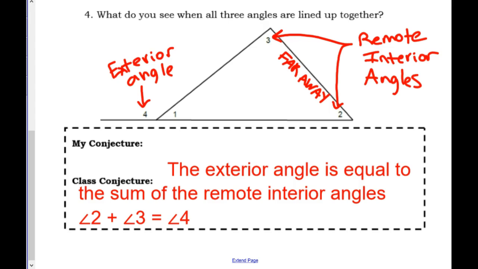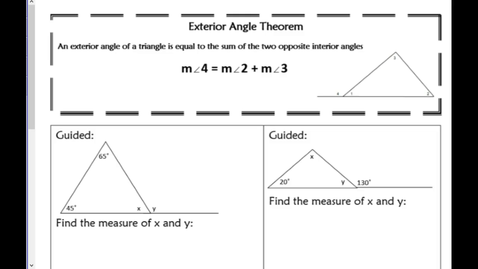Flip it over. There we go. On the back side, the top tells you what we just talked about. The measure of angle 4 equals the measure of angle 2 plus the measure of angle 3. Here's how I like to show it. The outside angle equals remote interior plus remote interior. Outside angle equals remote interior plus remote interior.